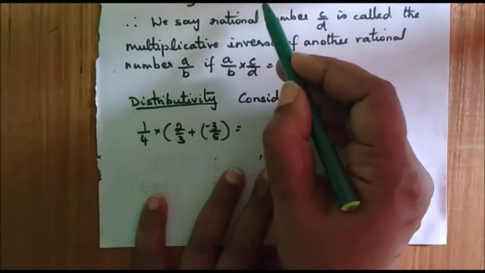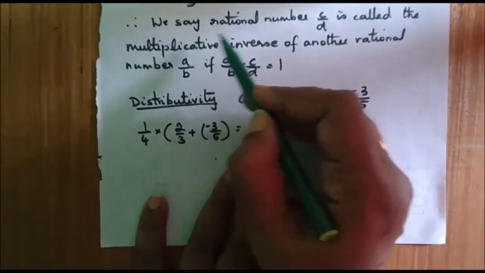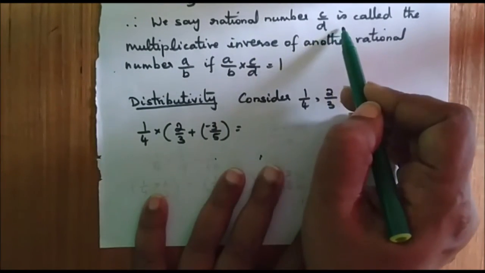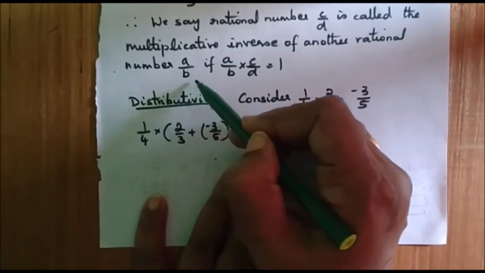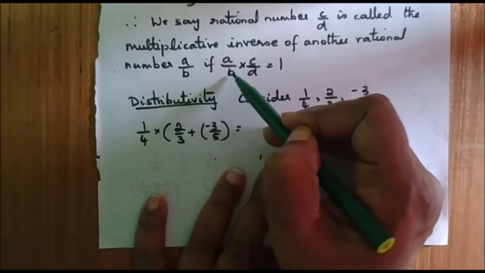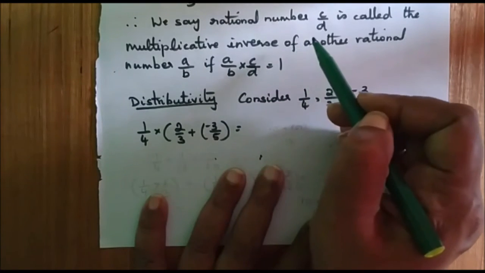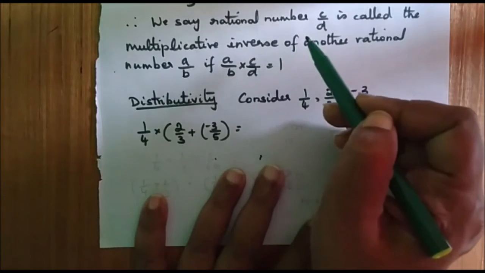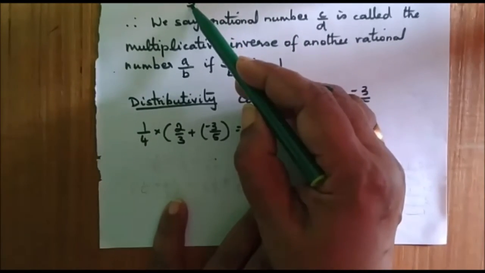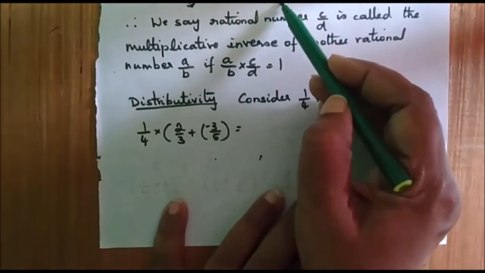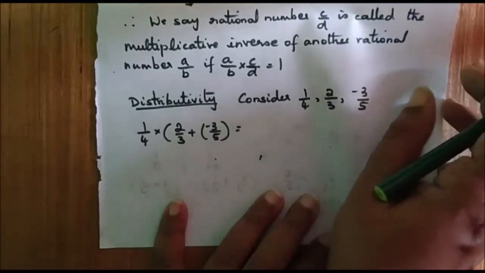Now, consider 3 by 5. Now 3 by 5 into 5 by 3 is equal to 1. We say rational number c by d is the multiplicative inverse of another rational number a by b if a by b into c by d is equal to 1. So in this case we learnt about the multiplicative inverse. That is, if 3 by 5 is a given number, then 5 by 3 is the multiplicative inverse. I hope you understood this.